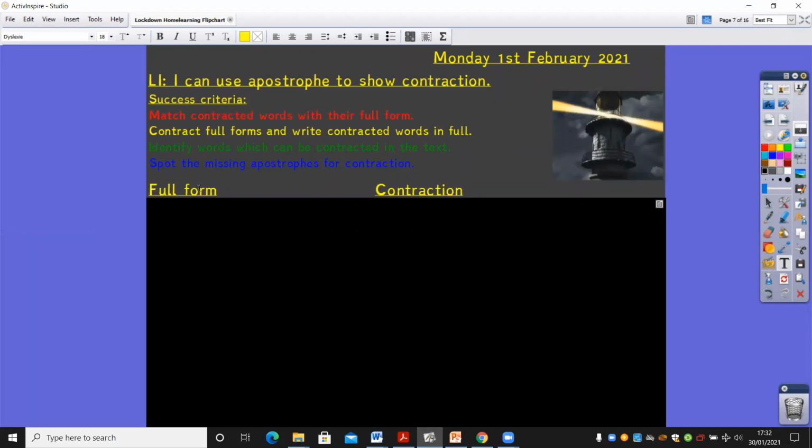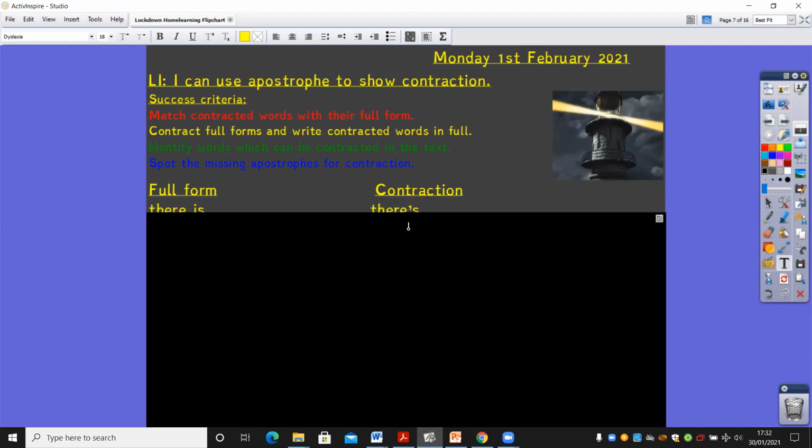We have the full form of the words, or we also call it expanded form, and we have the contraction or the contracted form. Now, in the video, we had the words there is, two words which got squashed together, children, and which letter was squashed out? That's right, it was the letter I that got squashed out. So instead of the letter I, where the letter I would have been, we need to put an apostrophe. So instead of there is, we have there's, a contracted form, there's.